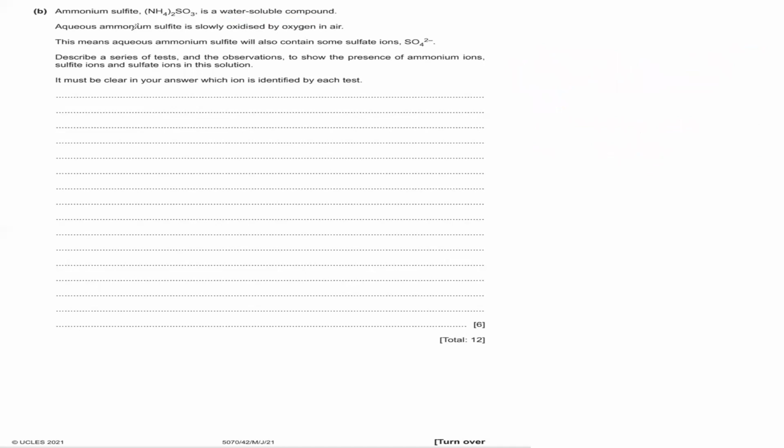Moving ahead, so sulfite is actually oxidized by oxygen and hence the sulfate will also be present even though we are taking the sulfite solution. This means aqueous ammonium sulfide will also contain some of the sulfate that they have given in the statement form. Now what you have to do, this is a task: describe a series of tests and the observations. You have to give the test and the observation to show the presence of ammonium ions, sulfite ions and sulfate ions in the solution. It must be clear in your answer which ion is identified by which test.